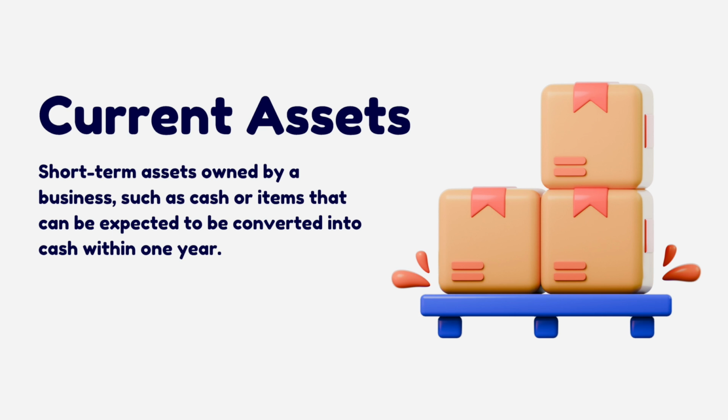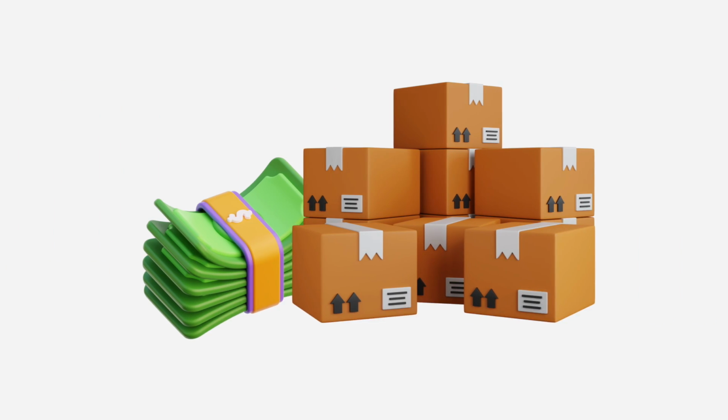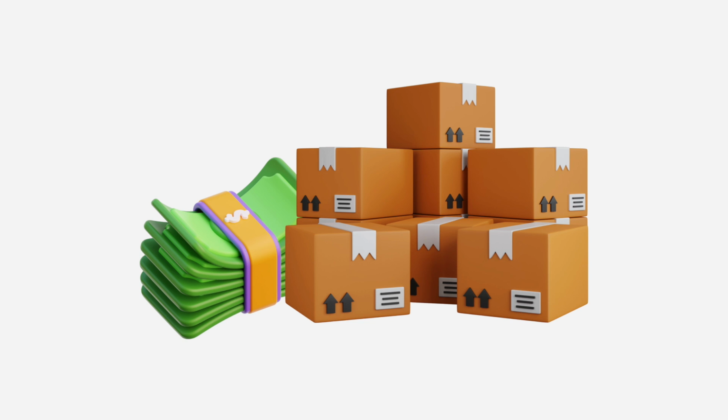In your sports store, the inventory of footballs, running shoes and jerseys are all current assets. You also have cash in the register and some customers who bought products on credit and haven't paid you yet. These are all examples of current assets.